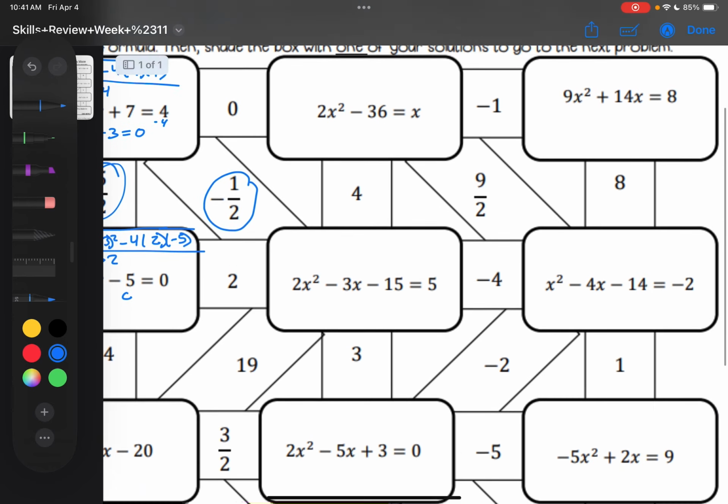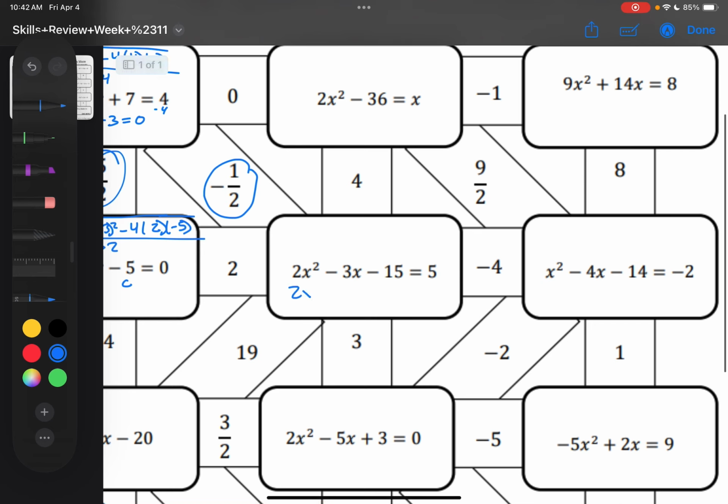Kind of key thing here is I just want to keep in mind is get it to 0. You need to have your equation or your quadratic equals 0. So if it has to equal 5, we need to get rid of that 5, right? So we're going to have a -20 equals 0.